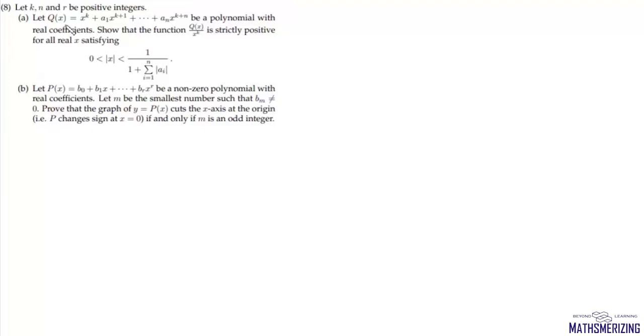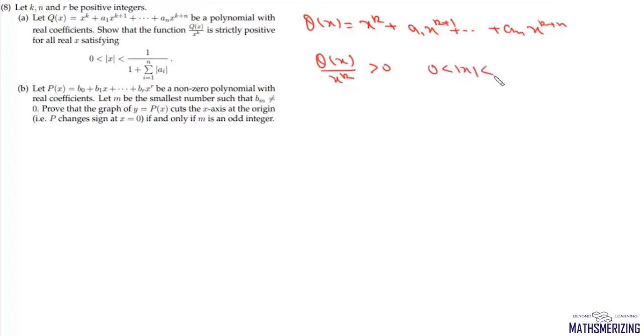Now question number 8 is, let q(x) be a polynomial which is x to the power k plus a1 x to the power k plus 1 plus up to an x to the power k plus n. Now we need to show that this function, which is q(x) upon x to the power k, is strictly positive when the value of mod x lies between 0 and 1 upon 1 plus summation i varies from 1 to n mod ai.